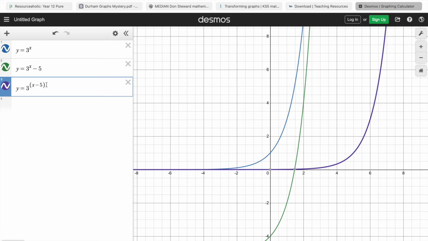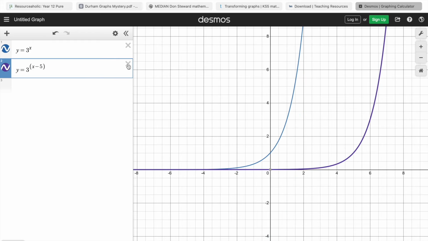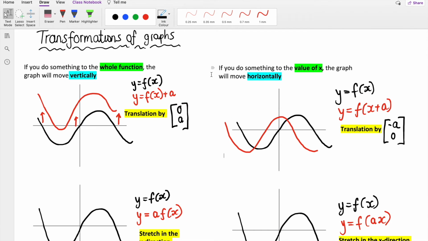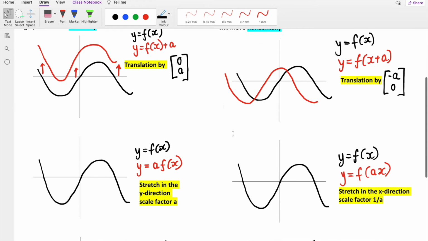Now if I then do y equals 3 to the power of x minus 5, where I'm only doing something to the x value, it's going to be the opposite of what I would expect. So I'm going to have to move 5 along my x-axis. Remember, this blue line is the original. If I get rid of this green line here, the blue line is the original, and if I move along 5, my graph is going to look like the purple line here. So that is when we add or subtract values.